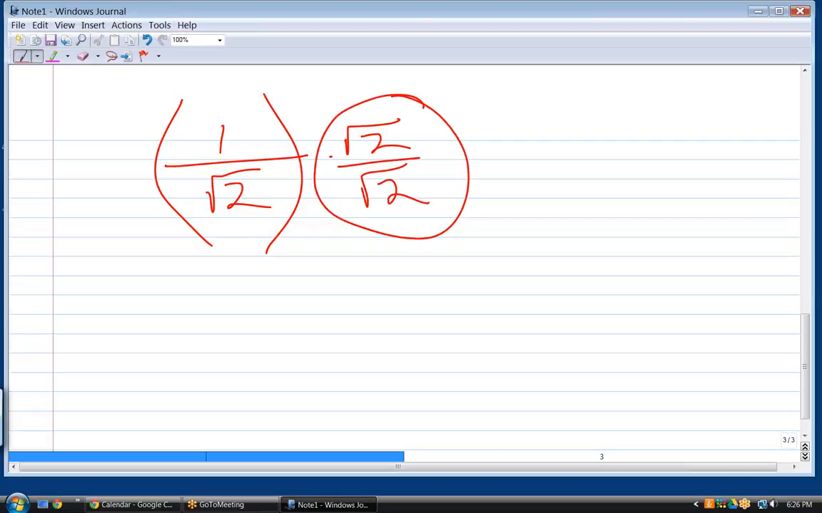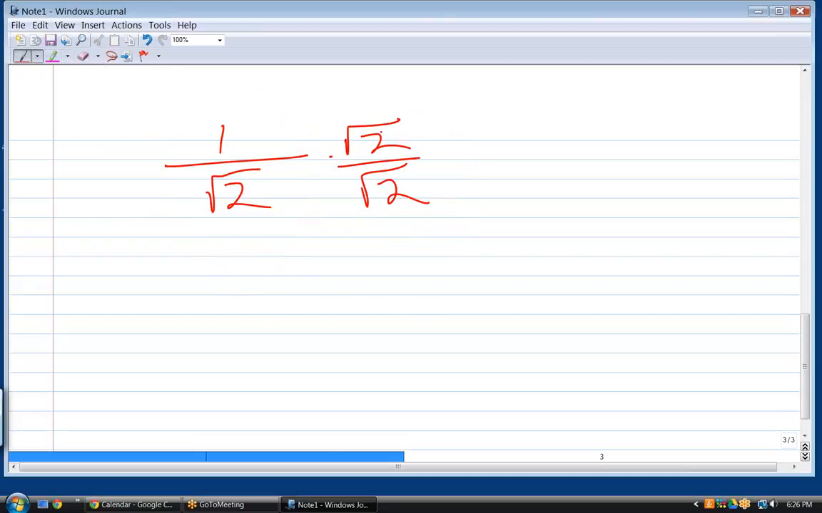I can multiply any fraction by 1 without changing its value. Well, once I multiply this, I get 1 times square root of 2 in the top. What's square root of 2 times square root of 2? 2. Or 2, right. Okay. Now, look what we have.